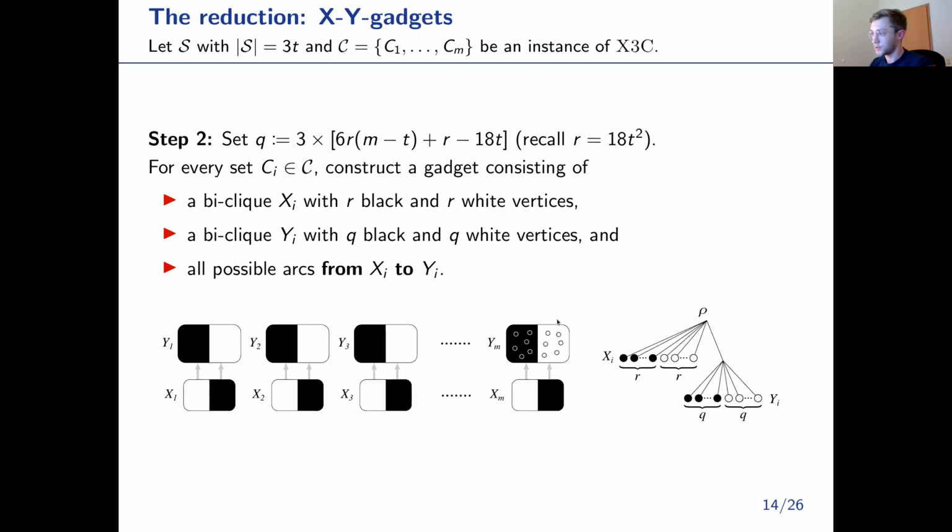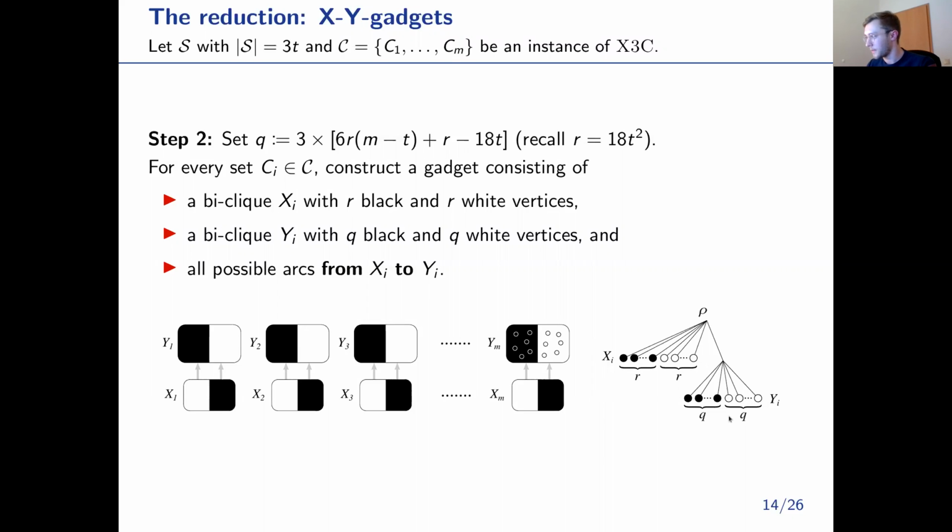So it turns out that each of these gadgets is a BMG, since it can be explained by a tree that looks like this. So here, all of the elements in X are directly attached to the root. So we have all of the arcs between them. And the same is true for all of the elements in Y. They are directly attached to this one. So we have all arcs between them.